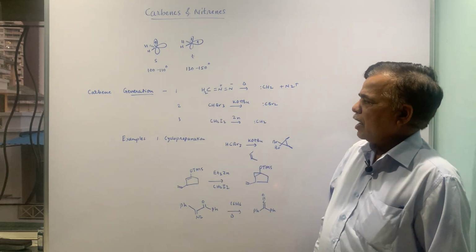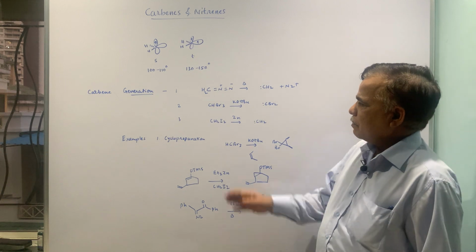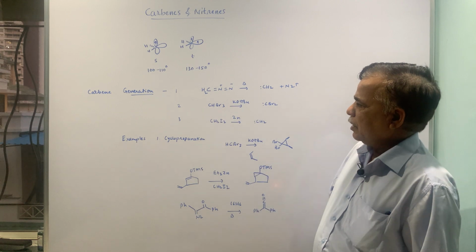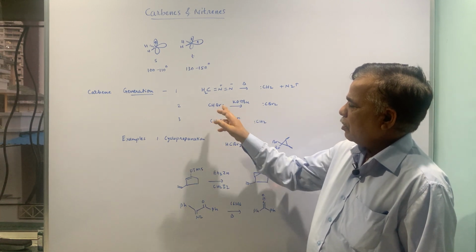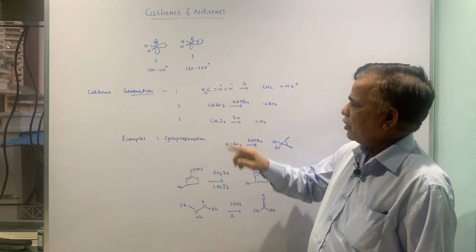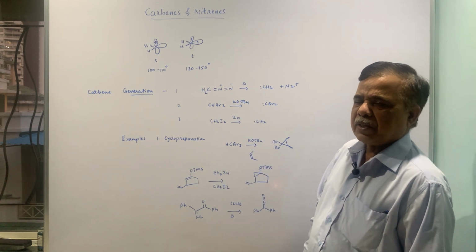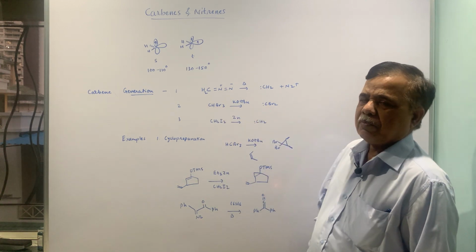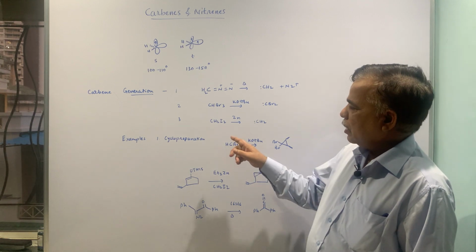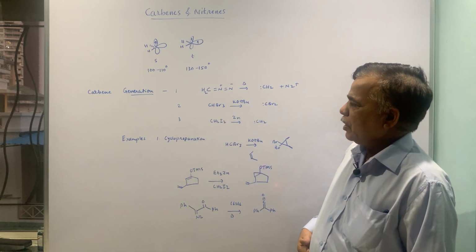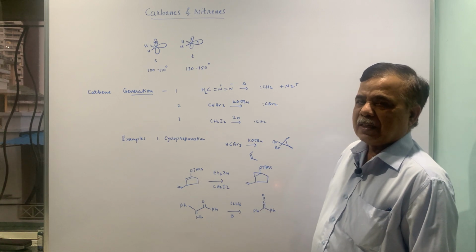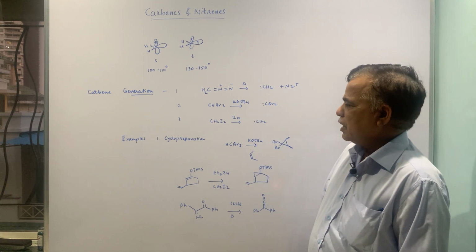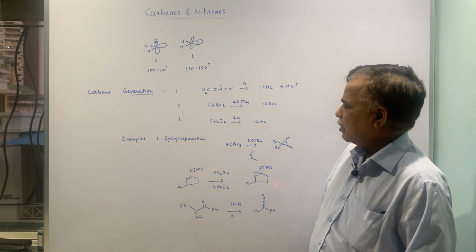Second, even methyl chloride can also generate carbene, but here we have taken bromide. Now when it is treated with a base like potassium tertiary butoxide, 1,1 elimination or alpha elimination gives rise to bromocarbene. Then the third one is the classical Simmons-Smith reaction, in which CH2I2 and zinc also generate carbene in situ.